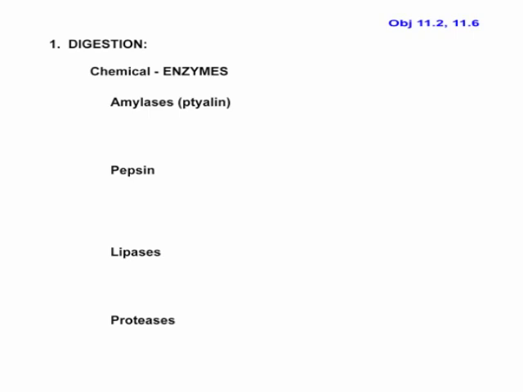The second form of digestion refers to chemical digestion. This involves enzymes. The first enzyme, amylase, digests carbohydrates and is released by the pancreas. Pepsin is released by the stomach and digests proteins. Lipases digest fats and are released by the pancreas, and proteases digest proteins and are released by the pancreas.